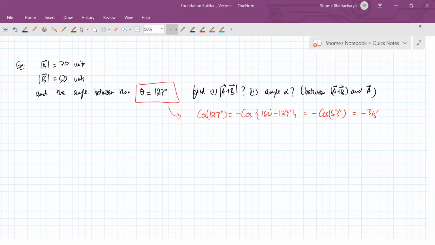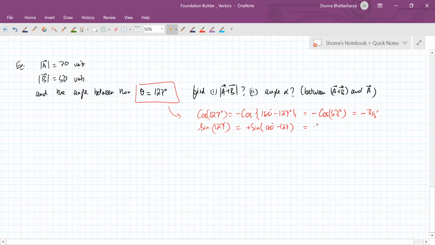And similarly, sine 127, when you calculate, that will be positive of sine 53, so that will be plus 4 by 5. This also you will require for the other formula.